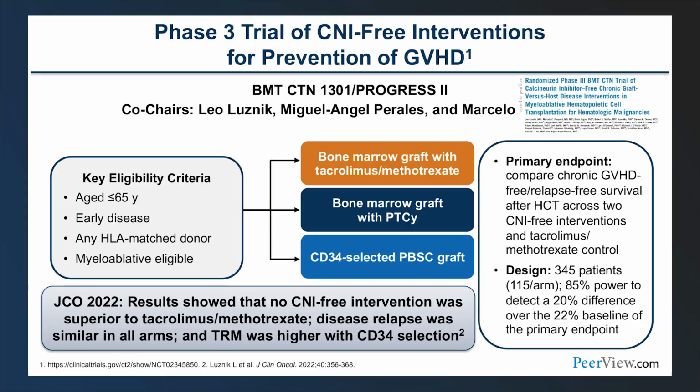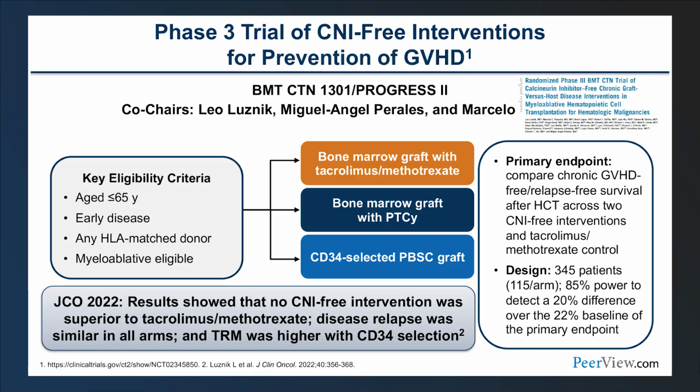So there have been 3 PROGRESS trials to date: PROGRESS 1, PROGRESS 2, PROGRESS 3. I'm going to start with PROGRESS 2. This was a trial that really sought to hit the ball out of the park and really replace CNIs. It was a phase 3 study. These were all, 2 bone marrow arms and 1 peripheral blood stem cell arm. The control was a bone marrow transplant with TAC methotrexate. It was compared with bone marrow grafts just with PTCY, no TAC, no MMF, and also with CD34 selected PBSCs.